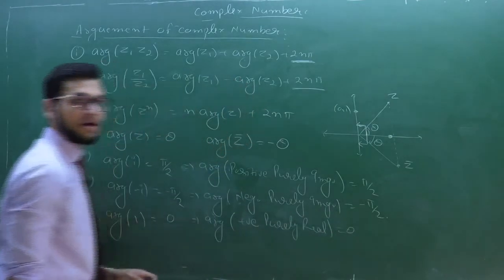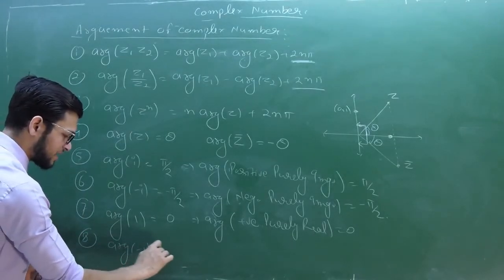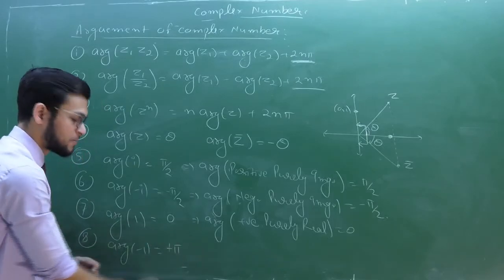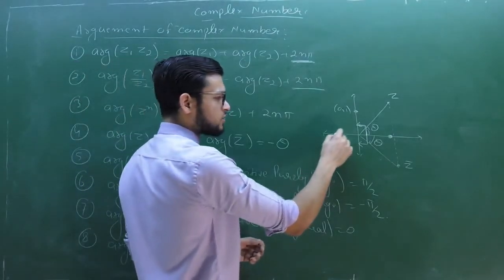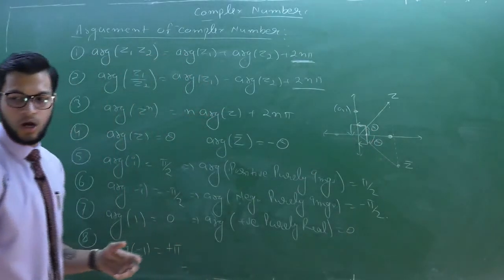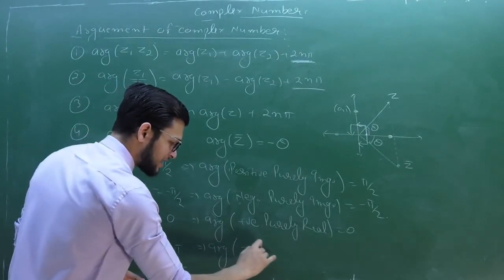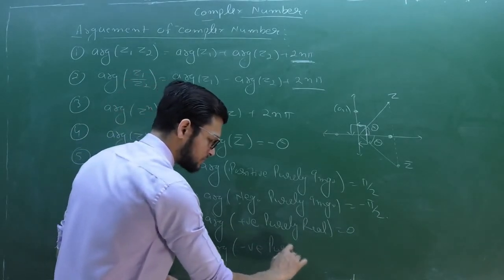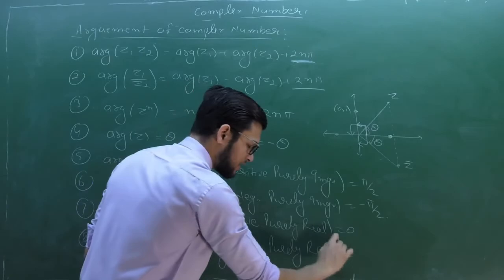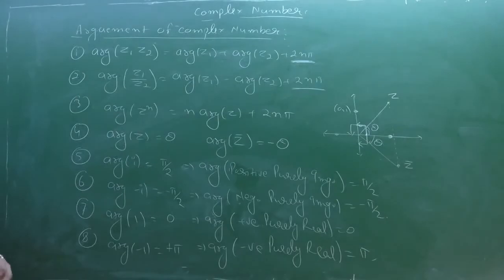is equal to 0. But if we have a purely real number that is negative, or you can say if we have argument of minus 1, this will definitely equal plus pi. Suppose z lies on the negative x-axis. If you want to calculate this angle, then that angle will be equal to pi. So the argument of any negative purely real number is definitely equal to pi.